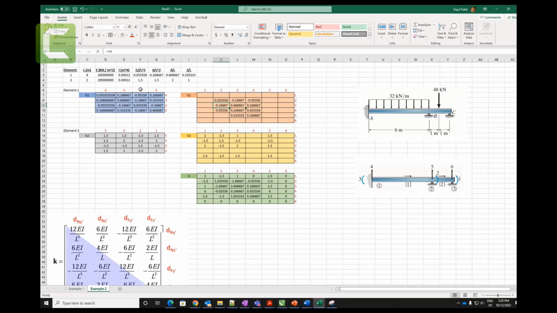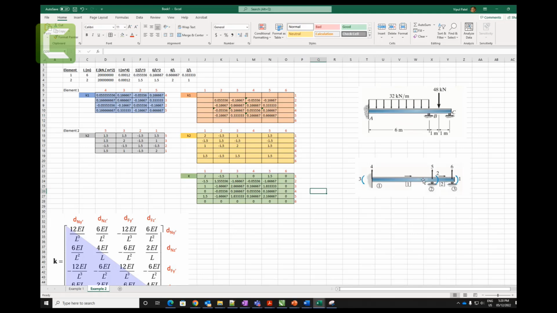Okay, those numbers keep changing. Then 2, 5, and then 5, 4, 5, 3, 5, 2, 5, 5. That's all good, right? So this is done. You can keep all this one as 0.